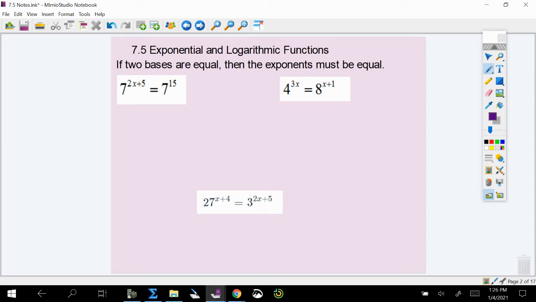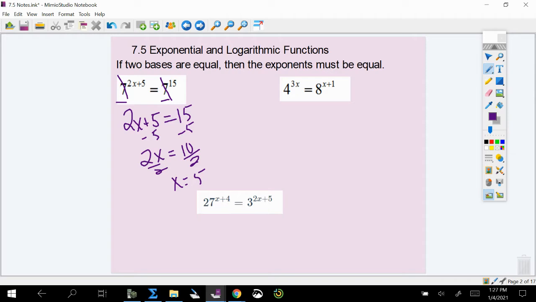If your two bases are the same, so if you look at this one, these are both base 7 exponentials, then that means the exponents must be equal. So we can ignore the 7s and say, well, if they're both base 7, then 2x plus 5 must equal 15. So setting the exponents equal to each other once the bases are the same. And then you're left with something really easy to solve. 2x equals 10, so x equals 5. So that's your absolute easiest.